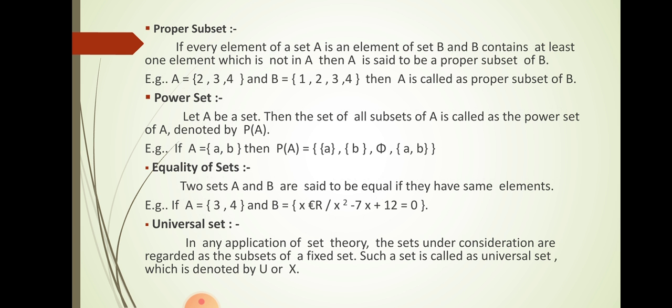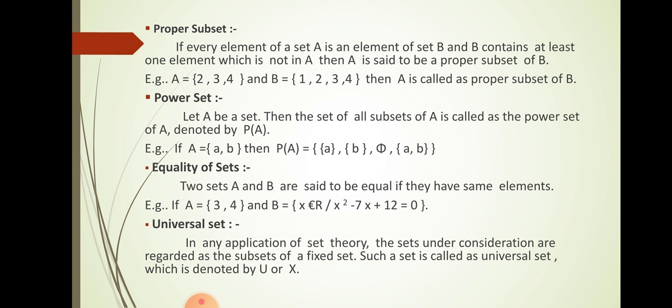The next point is proper subset. If every element of set A is an element of set B, and B contains at least one element which is not in A, then A is said to be a proper subset of B. For example, A is equal to the set {2, 3, 4} and B is equal to the set {1, 2, 3, 4}. Then A is a proper subset of B.